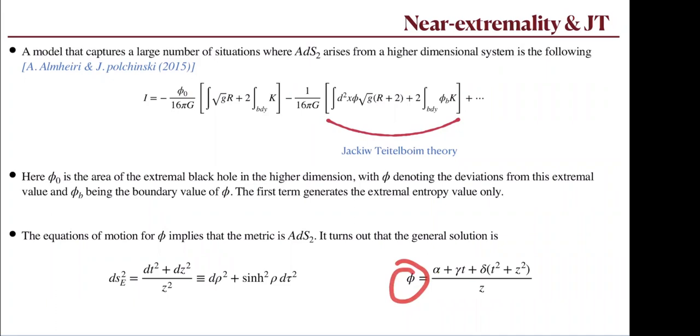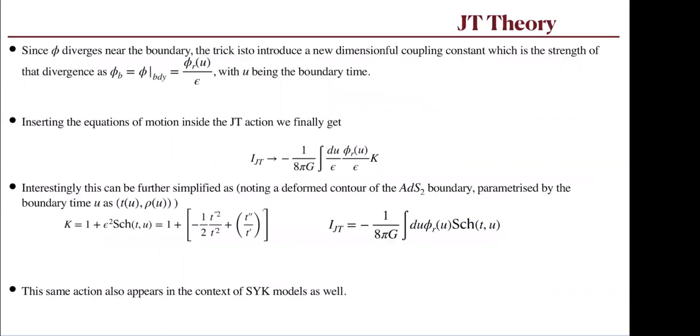So the trick is that we introduce a new dimensionful coupling, which is the strength of the divergence. You say that whatever my boundary value phi b is, it is regularized by this epsilon. This r is just put for convenience, so you can think of it as something else. But the claim is that even at the boundary, phi b may diverge, phi r does not. In that sense, this is like a renormalized phi, that's why the subscript r. This is the condition that you set at the boundary.